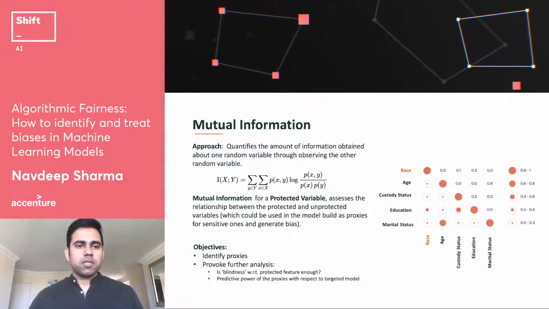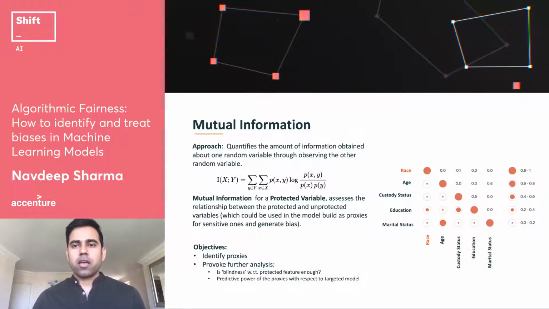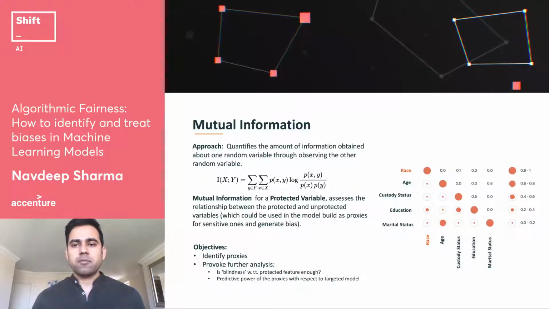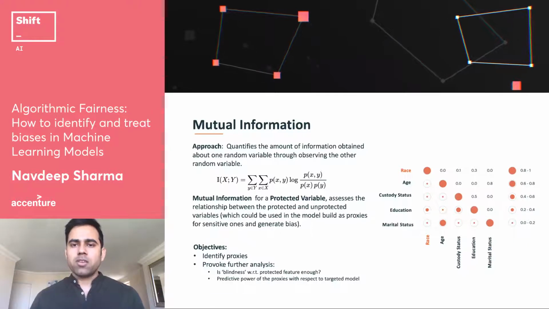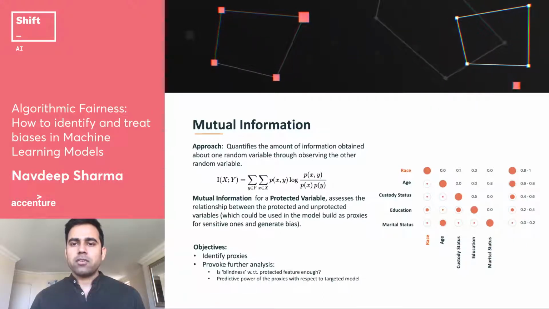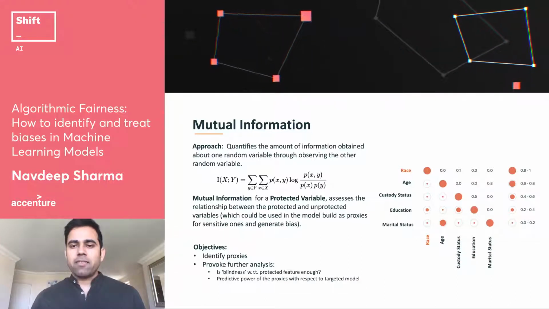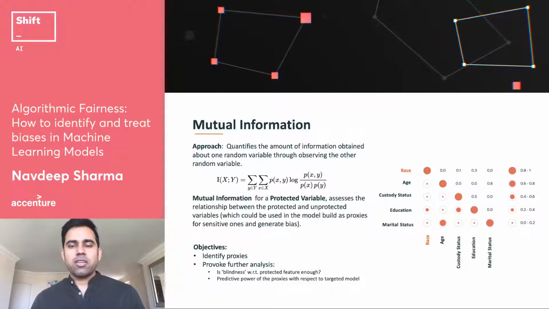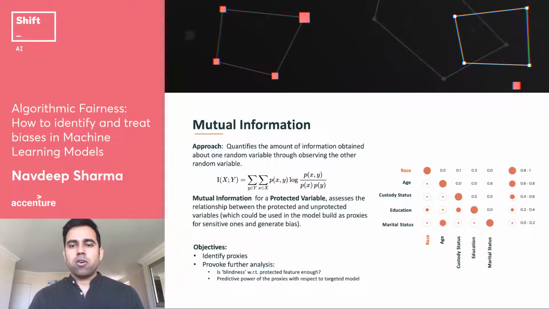So mutual information is the first fairness metric, and in our case mutual information is an exploratory tool for capturing the relationship between protected and non-protected factors. It quantifies how much information is communicated, on average, in one variable, say education, about another variable, let's say race. So even if race is not explicitly used in training the model, education can be used as a proxy in the model and influence the bias in the model as well.